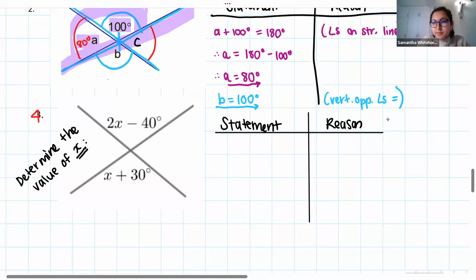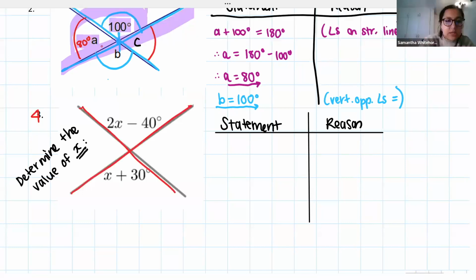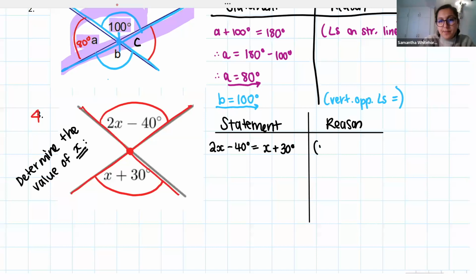Right, let's have a look. So, first thing that we see, once again, is we've got this cross shape. The lines are crossing with each other. We've got that common or intersecting vertex, which means that 2x minus 40 must be equal to x plus 30. And so that's the statement I can make. 2x minus 40 degrees is equal to x plus 30. Why? Because angles vertically opposite each other are equal.